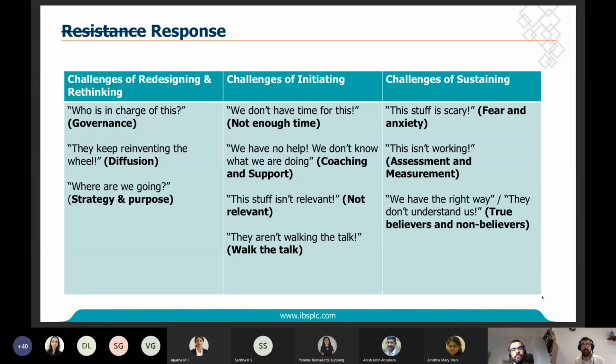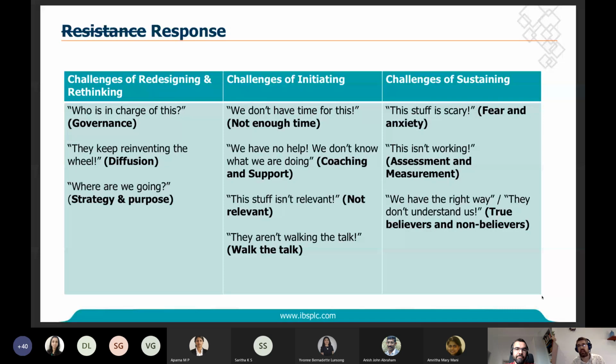This is at the start of initiating, redesigning and rethinking the change. Whenever you actually initiate and make the change begin to happen, you're going to have people say, listen, I have work to do, I don't have time to do this. You're also going to have some people saying, you want me to work with a new tool or a new way, but nobody has taught me. I've had no training. Nobody's coaching or supporting me. They just expect me to work like this or with this new tool. People are going to say, I need help. Other people may say, this isn't really relevant, I don't really understand why this is relevant. And others are going to say, they tell us we have to work this way, but they're not walking the talk.